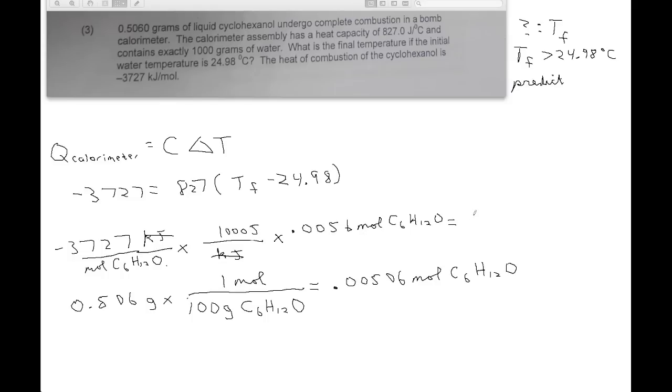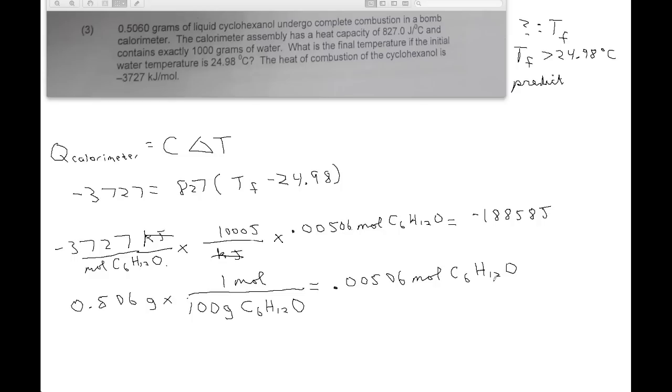So what did you get as this answer? I got negative 18,858 joules. Whoops. Let me check that. Negative 18,858 joules. Okay, good. That's right. Now what?